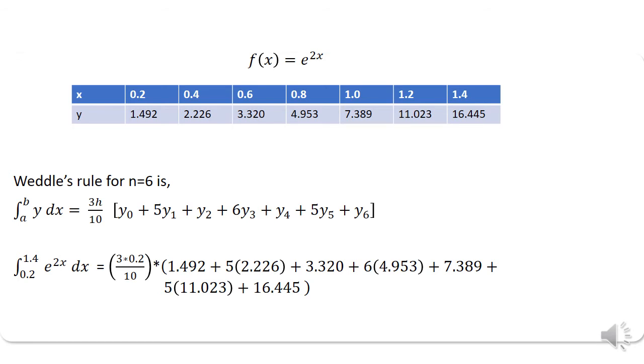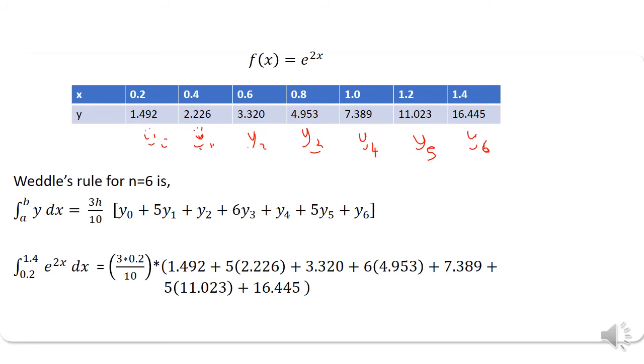By putting these x values in the function, that is e power 2x, we'll get the respective y values. Namely, y0 equal to 1.492, y1 equal to 2.226, y2 equal to 3.320, y3 equal to 4.953, y4 equal to 7.389 and y5 equal to 11.023, y6 equal to 16.445. Weddle's rule for n equal to 6 is integral a to b y dx equal to 3h by 10.